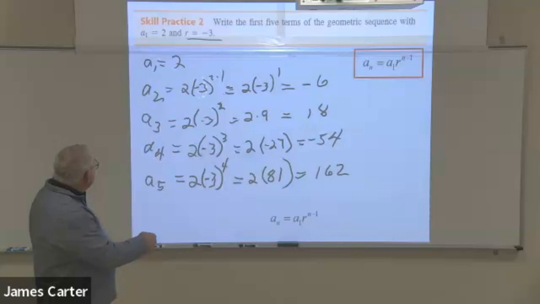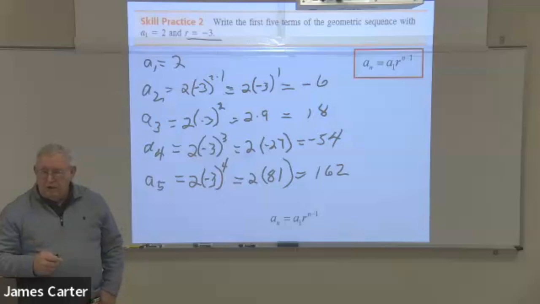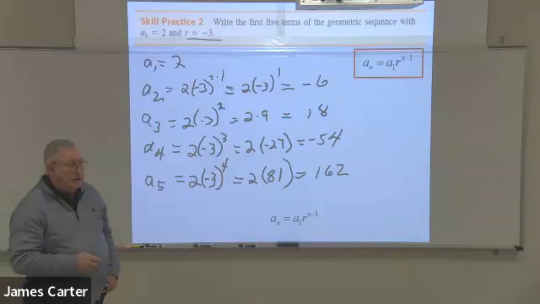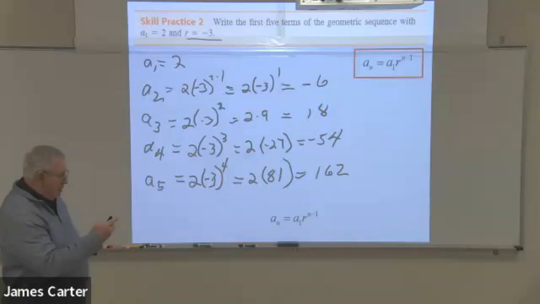Why? Because we've got a negative number to a power. Remember that from before in the arithmetic? That's why. And you need to be alert for that.